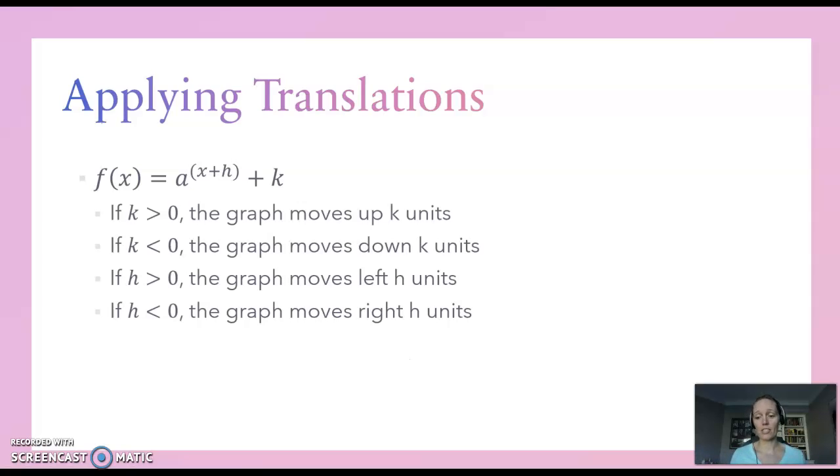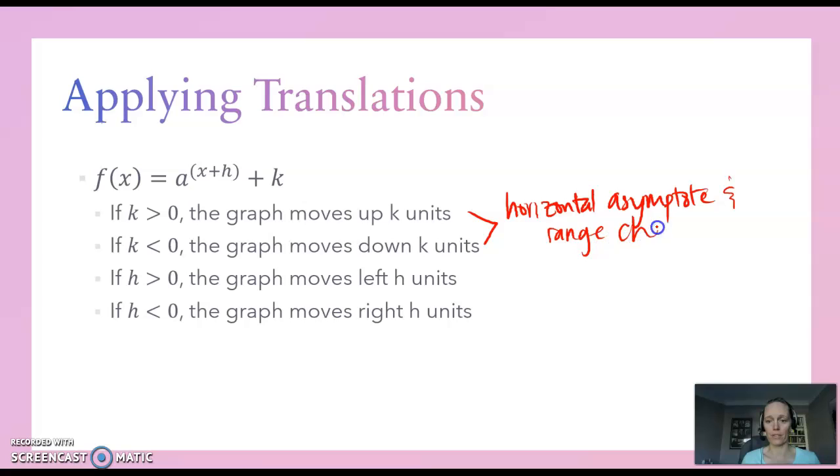Just like any of the other functions that we've talked about, there are transformations that get applied. Specifically in this lesson, they focus only on translations. So if you are adding something or subtracting something to the outside of the function, that's the plus k at the end, it looks exactly like what you see. If it's plus k, then it's going to move up that many units. If it's minus k, then it's going to move down that many units. When it moves up, your horizontal asymptote and range will also change. So horizontal asymptote and range are going to change with that k value. So that's important to know. We'll talk a little bit more about that in just a minute.